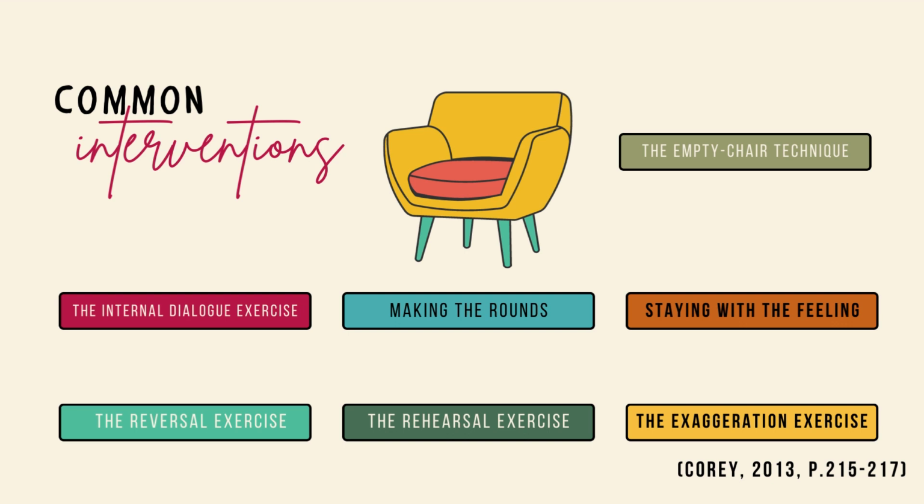The exaggeration exercise. This exercise is done where the client is asked to repeat or exaggerate a particular movement or expression, such as frowning or bouncing a leg, to make the person more aware of the emotion attached to the behavior. This one's another interesting one. All of these techniques are very, very interesting. I would be a little taken aback.